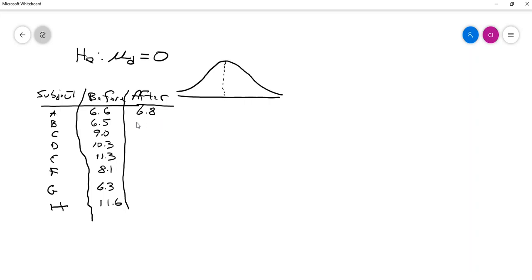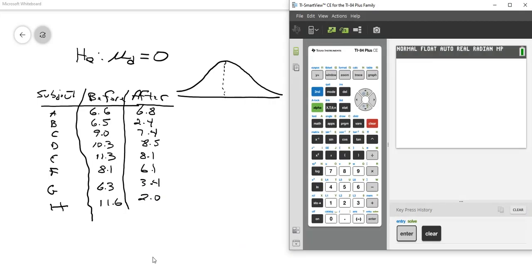And B is 2.4, 7.4, 8.5, 8.1, 6.1, 3.4, and 2.0. All right, so now we're going to put these into the calculator too. So I just wanted to make sure I had them up here and here because this is going to kind of go away when I start writing.